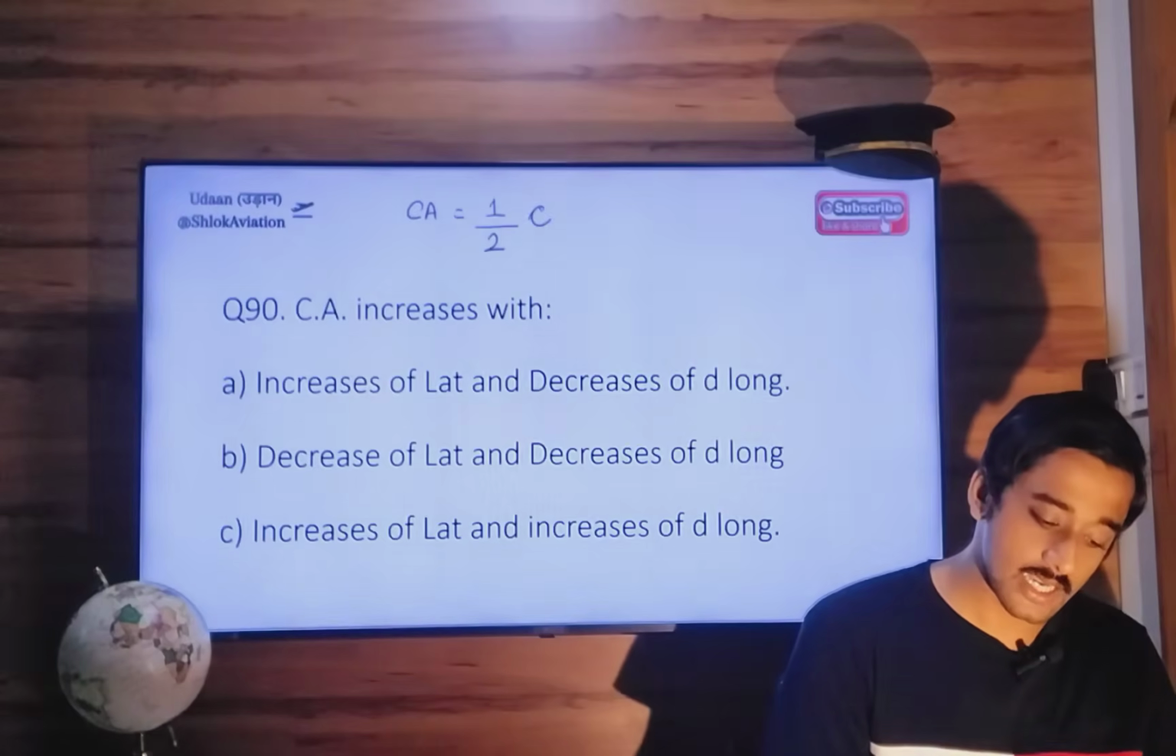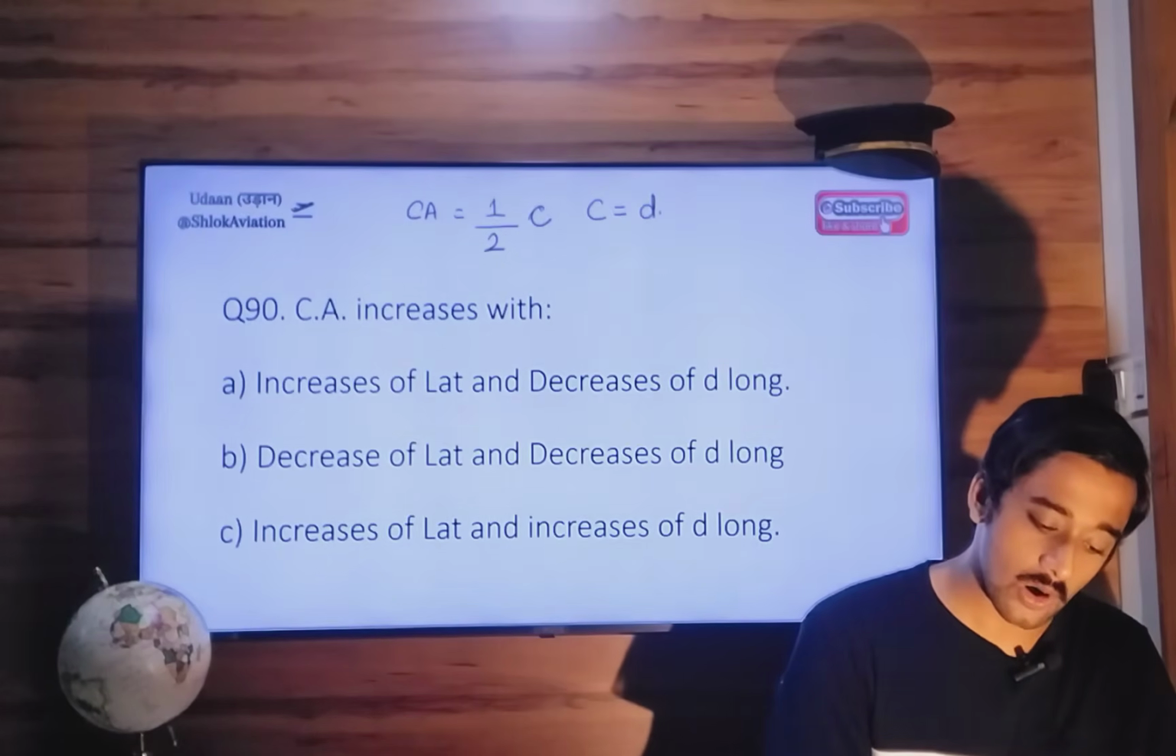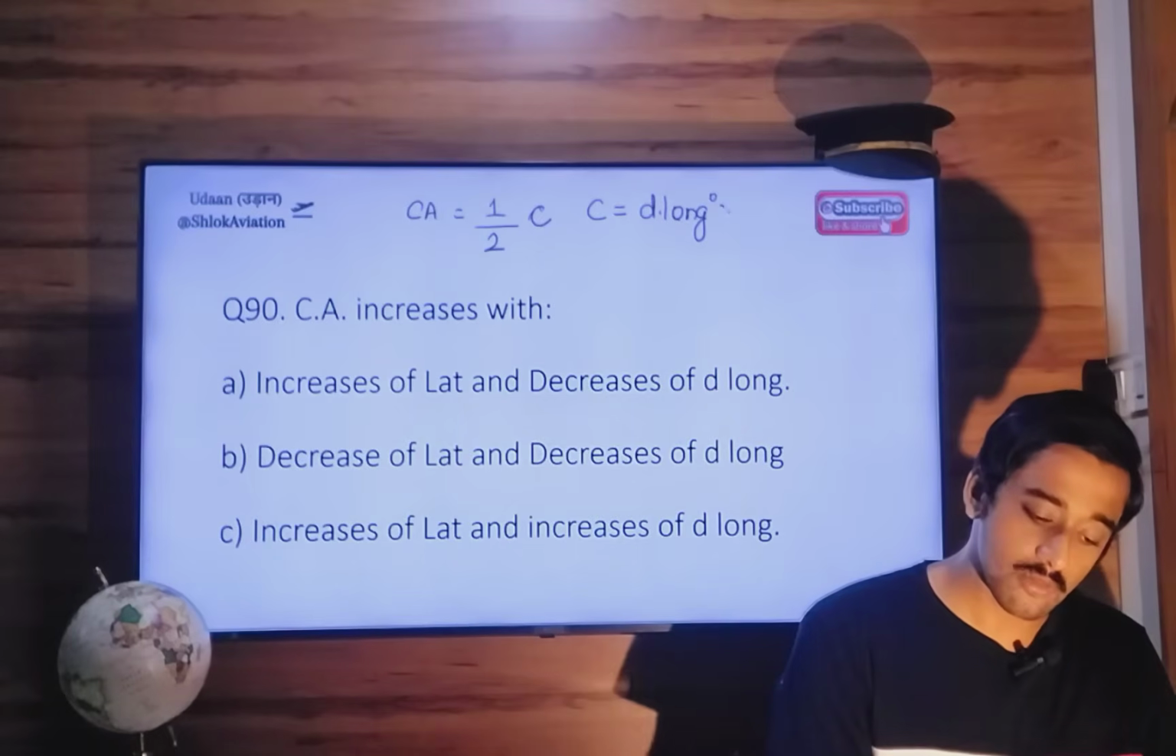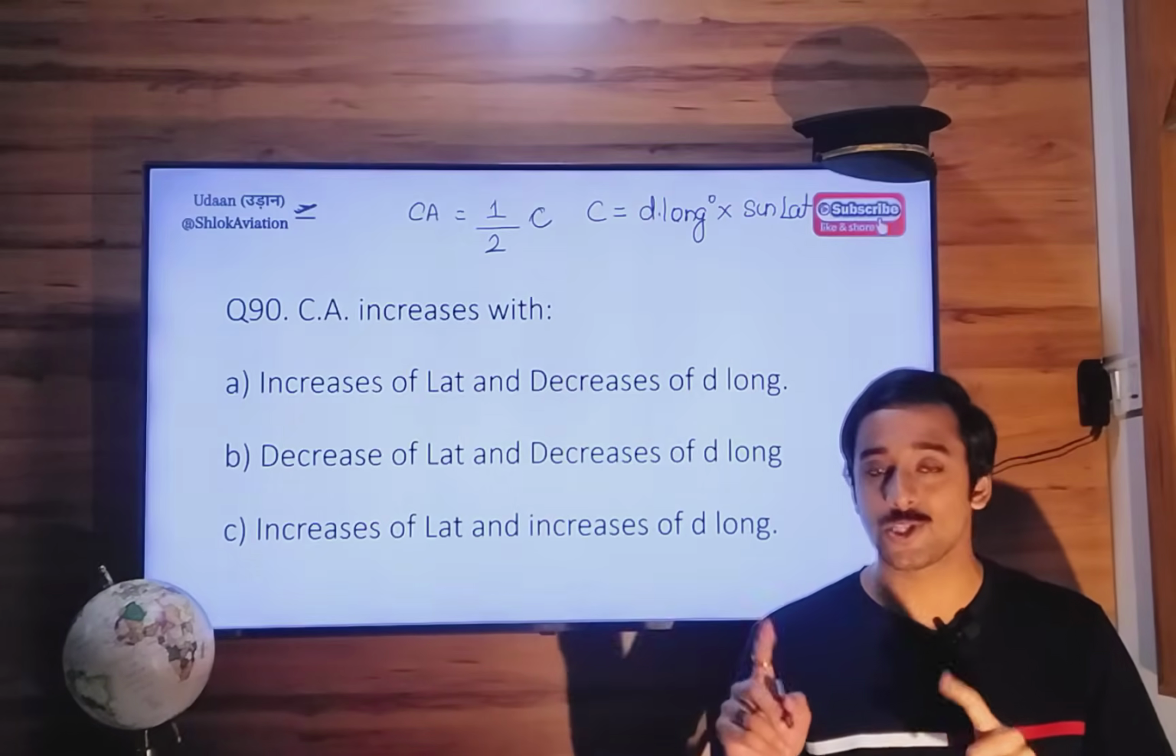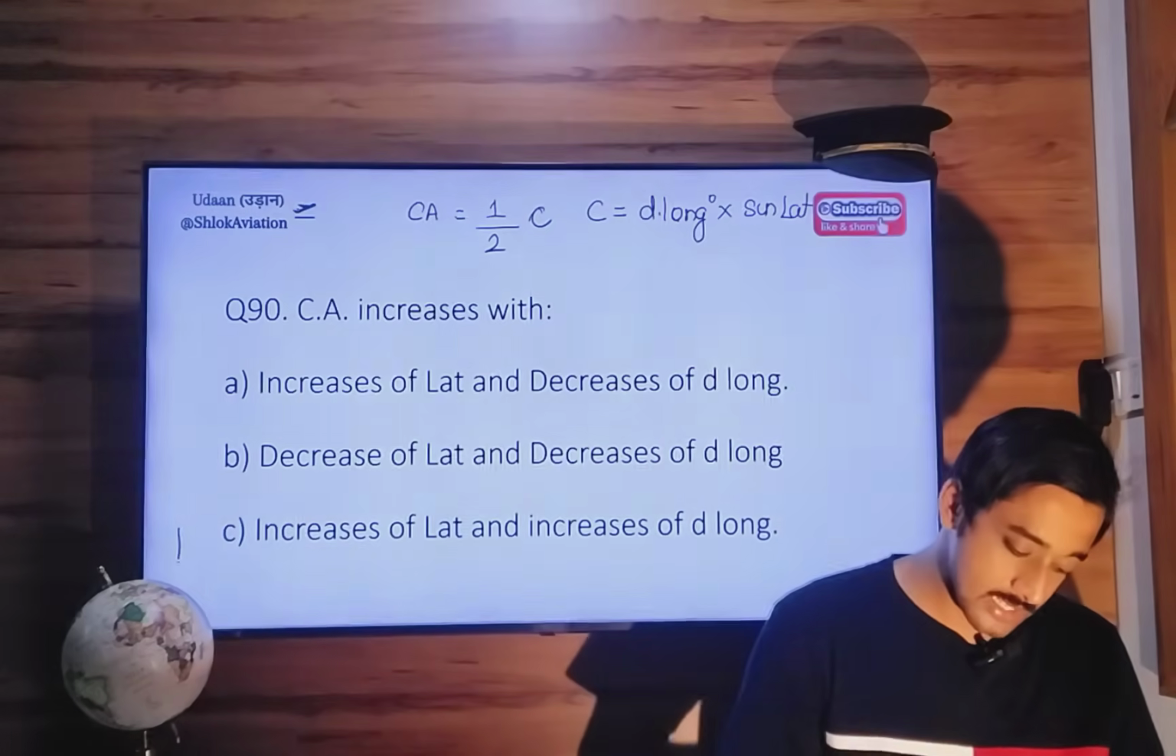What is convergency? Convergency is nothing but d long in degrees multiplied by sine lat. So it's proportional to latitude and also proportional to d long. So Charlie is the right answer.